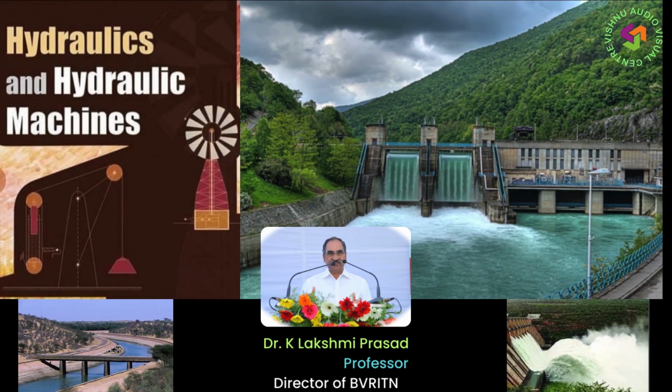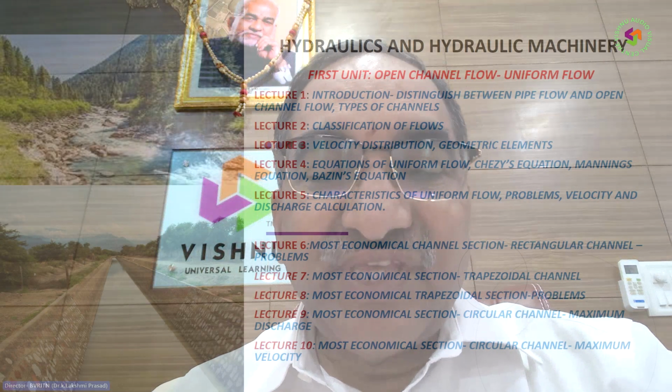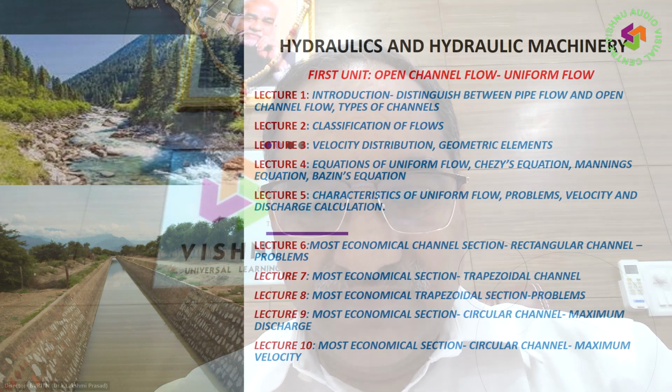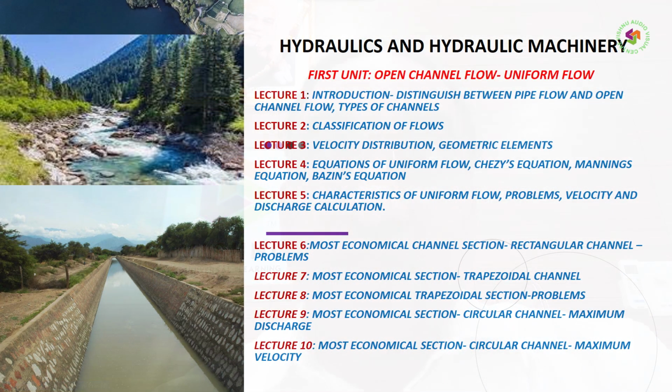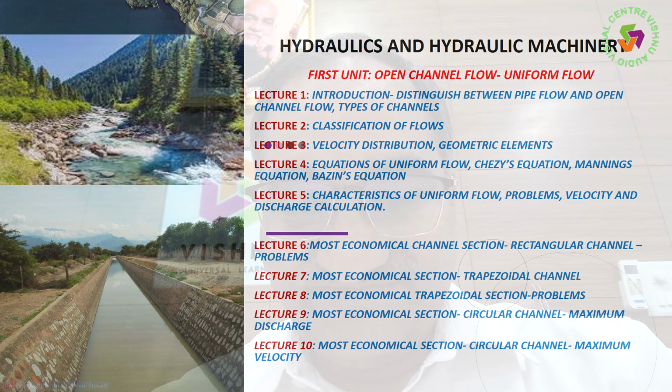And today we will discuss the conditions required for the most efficient or economical circular channel section. So we have done the conditions for the most economical rectangular section. We have done it for the most economical trapezoidal section. So in today's class, we focus on the most economical or efficient circular channel section.